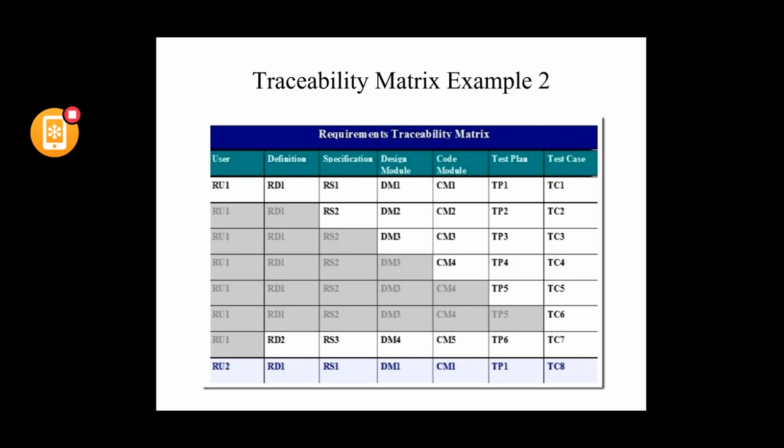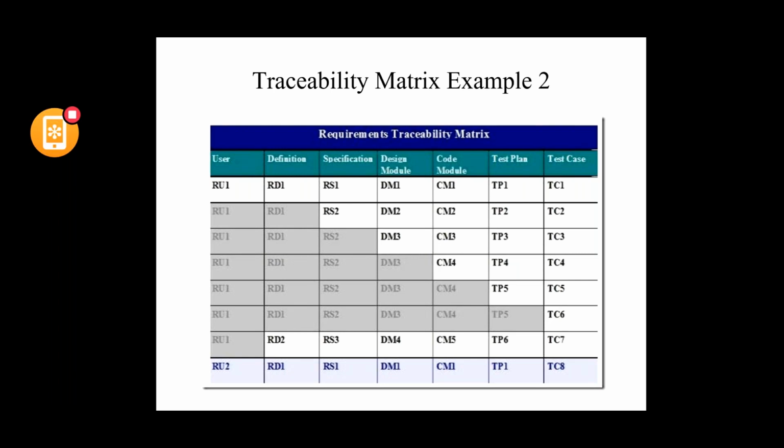Now RS1 has one test scenario or test plan, that is TP1, and one test case which is called TC1. RS1 has TP1 and TC1. While you see RS2 has TC2, TC3, TC4, TC5, and TC6.